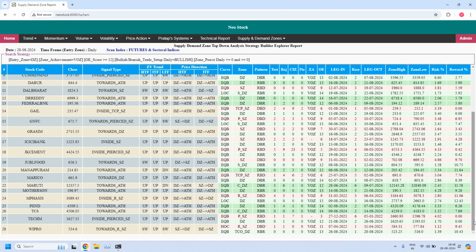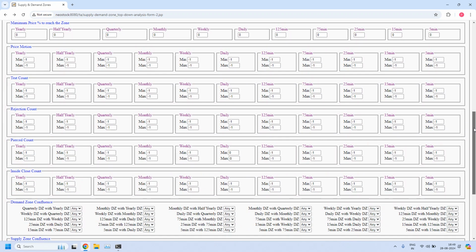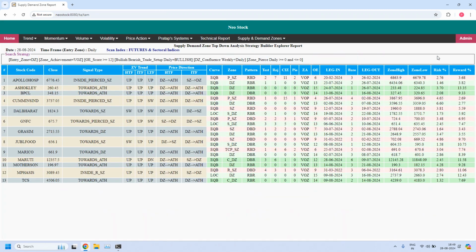All these 28 stocks are supporting bullish trade setup for monthly income trade. That is, entry time frame is daily. Okay, now let us verify how many of these zones are having confluence with ITF time frame. That means daily zone with weekly zone confluence, demand zone confluence. So daily demand zone and weekly demand zone confluence, that is LTF and ITF confluence. So this is the parameter, daily demand zone, weekly I am enabling. So with this filter, let's verify. Now the list has come down to 13 from 28.